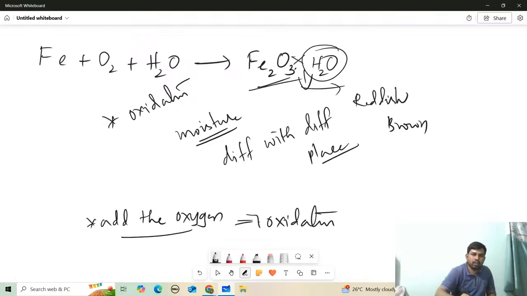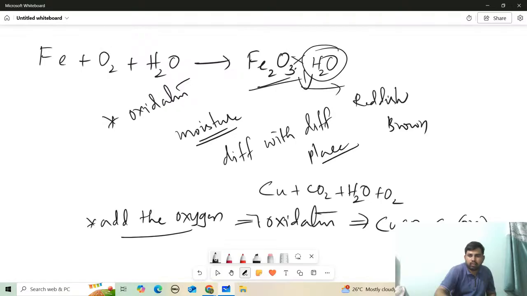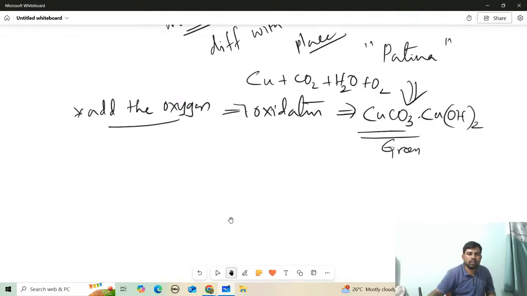Remember, there are different metals. Even copper reacts with carbon dioxide, moisture and O2, and forms copper carbonate dot copper hydroxide, a mixture. This is green in color and is generally called patina. This is another example of oxidation.